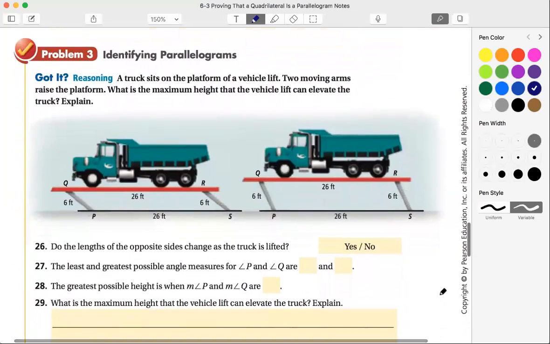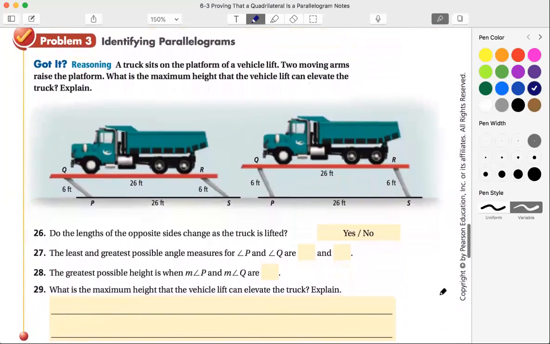All right, so a truck sits on a platform of a vehicle lift. Two moving arms raise the platform. What is the maximum height the vehicle lift can elevate the truck? And explain. All right, so do the lengths of the opposite sides change as the truck is lifted? The answer to that is no.